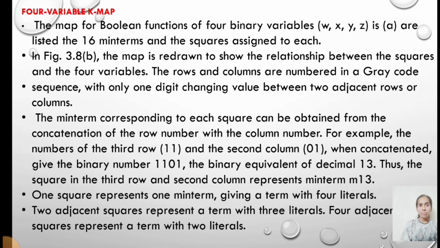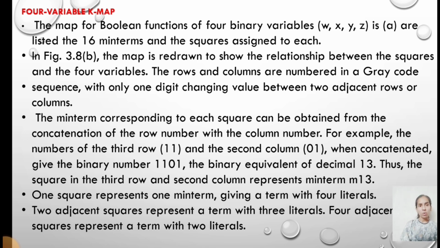The minterm corresponding to each square can be obtained from the concatenation of the row number with the column number. For example, the number of the third row, 11, and the second column, 01, when concatenated give the binary number 1101, the binary equivalent of decimal 13. Thus, the square in the third row and the second column represents the minterm M13. One square represents one minterm, giving a term with 4 literals.